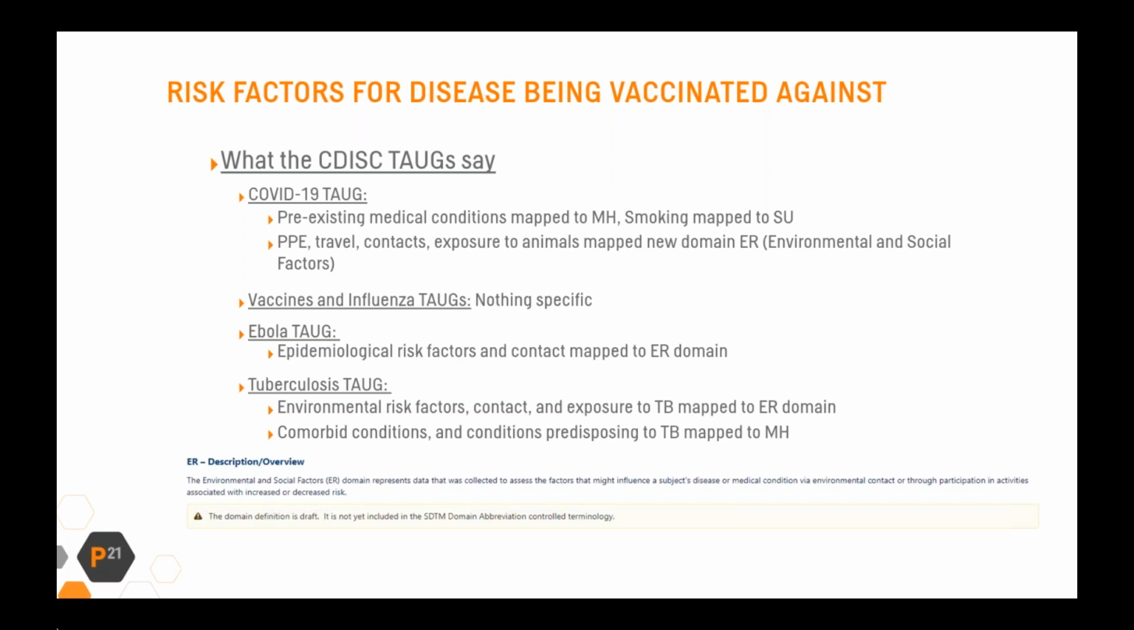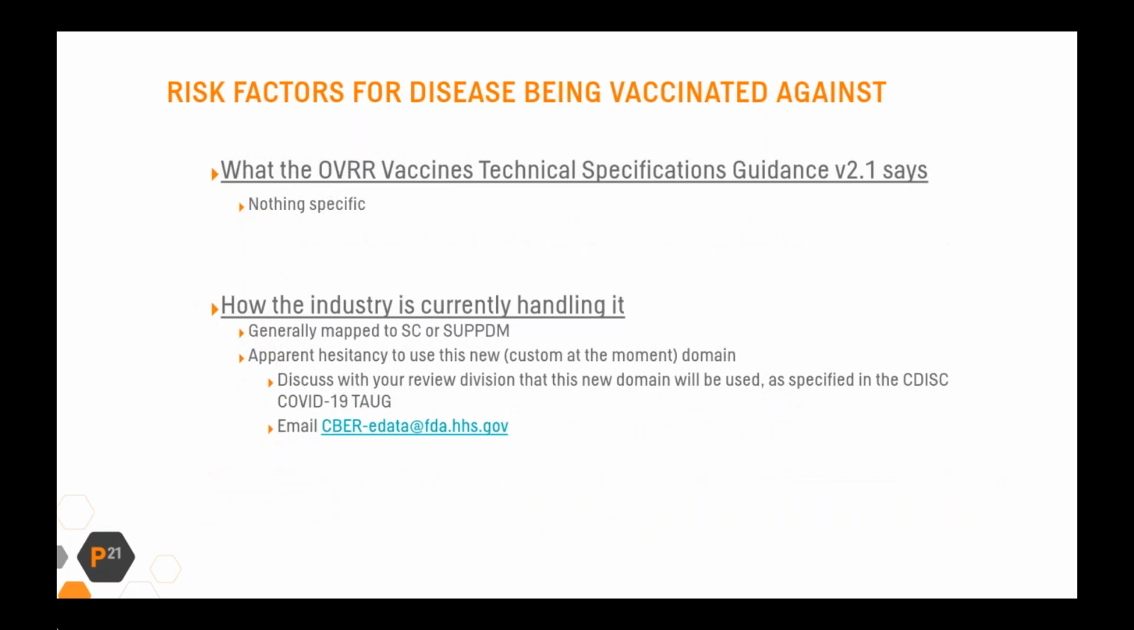If you look at the vaccines and influenza TAUGs, there's nothing really specific to that. The Ebola and tuberculosis TAUGs also map some of this data to that new ER domain, which is an events domain. You can see at the bottom I posted, this is a draft domain. It's a draft events domain, but this was introduced to handle this type of risk factor data. The CBER OVRR guidance doesn't really discuss this. So again, we go back to the CDISC TAUGs for guidance.